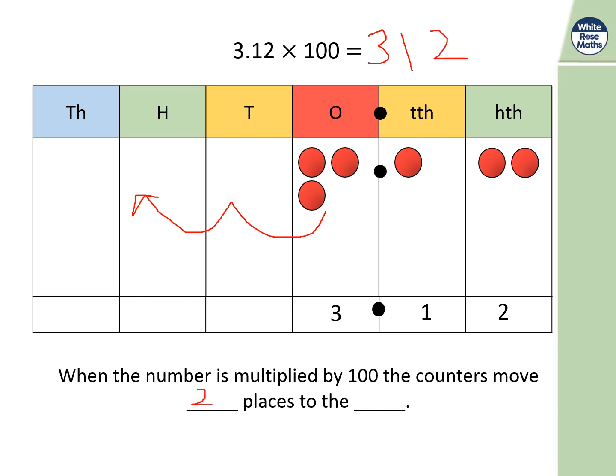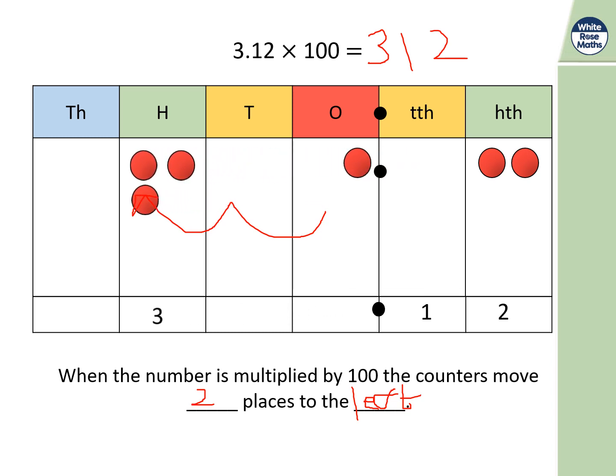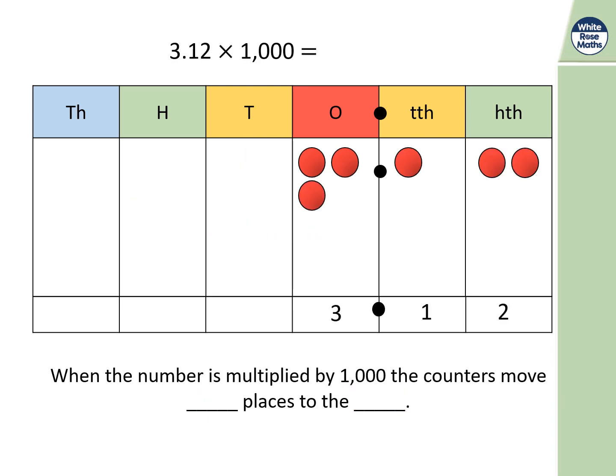Okay, so it moves two places to the left on this pictorial diagram. So watch the animation, guys. It moves two for the tenths to the tens column, and then the hundredths column moves to the ones column, or the units column, we say. So the decimal point has moved two places to the right. 312. Okay, there it is.